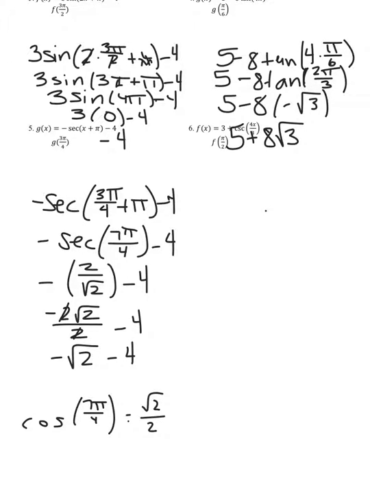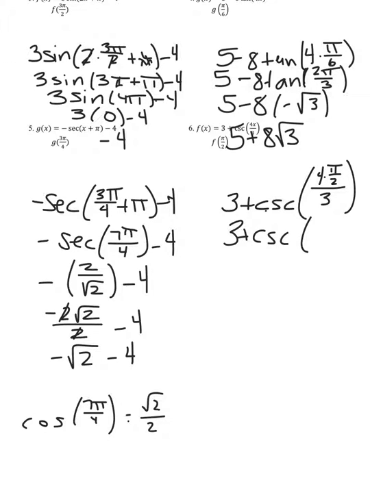For number 6, last one here, we are evaluating pi over 2, so that's going to be 90 degrees. So we have 3 plus the cosecant of 4 times pi over 2, all divided by 3. So this is 3 plus the cosecant. The top part here, 4 and 2, ends up becoming 2 pi, and then you're still dividing by 3.